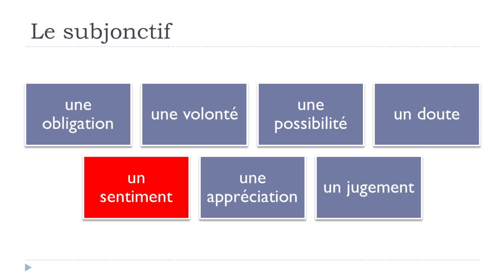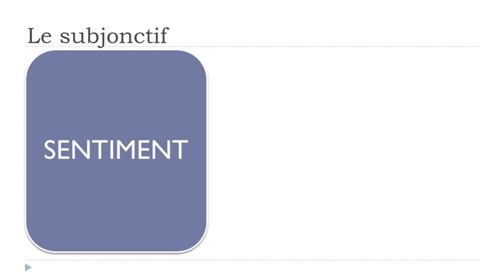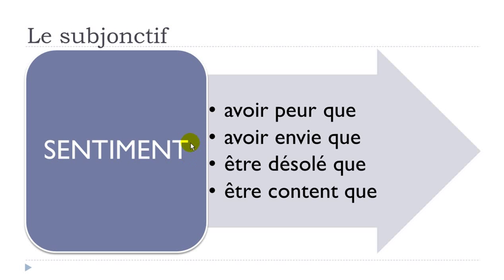Let's see the next one. Un sentiment, a feeling, okay? So for this sentiment, let's see what we've got. So we could have avoir peur que, okay, to be afraid that. Avoir envie que, well, it could be translated as to want, okay, to fancy. Être désolé que, to be sorry that. Être content, to be happy, satisfied, que. Okay, all right. For these structures, then you should make a subjunctive after.